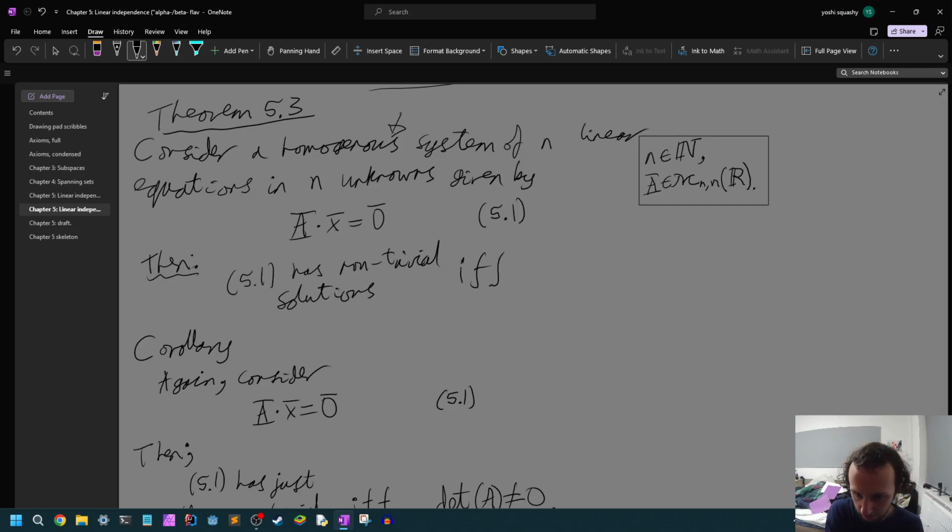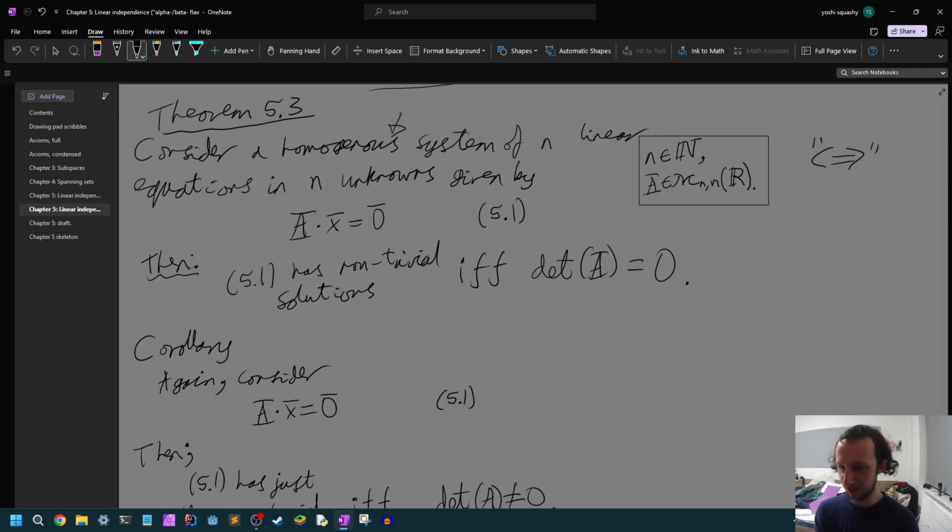I'm going to use this symbol, if and only if, covered in chapter 0. That's the same as this symbol, by the way. They're analogous, it's just what feels more flowy. It felt like an if and only if moment with this one. So 5.1, this system of equations, has non-trivial solutions if and only if, wait, let me check my notes to make sure I get this right, the determinant of A, which is the matrix, is 0.